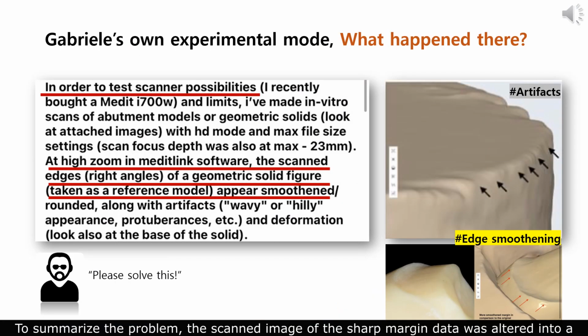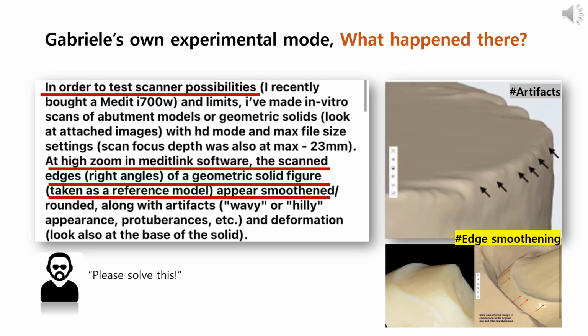Gabriele's own experimental model. What happened there? To summarize the problem, the scanned image of the sharp margin data was altered into a rounded shape. When we use a scanner, our purpose may be to obtain data as precise to the actual shape as possible. As Gabriele asked, if the scanner cannot capture the margin as it is, we need to know exactly why this phenomenon occurs.